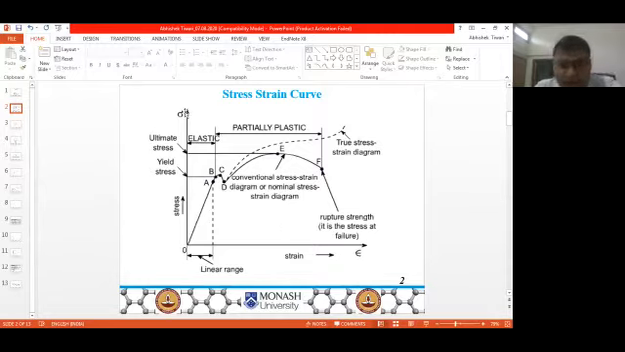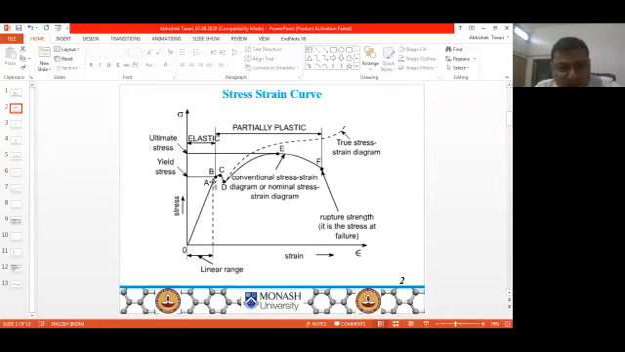So stress is equal to force upon area, that is P upon A, and strain is equal to delta L upon L, that is equal to elongation in length divided by initial length. So as we increase load, there is an increase in length, and the stress increases with strain linearly.